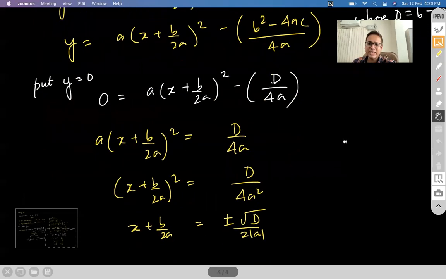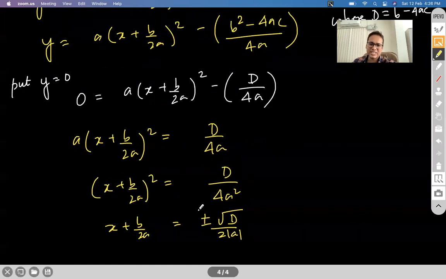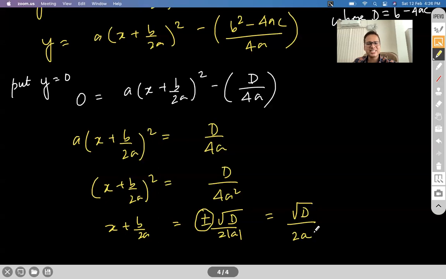Now remember, mod A becomes irrelevant for us because there is a plus and minus both sitting over here. So we don't write a mod A, we just write it as an A, right? Because even if A is positive or negative, it has to undergo both the plus minus scenarios, isn't it? So from here you get the X value as minus B by 2A plus minus root D by 2A.